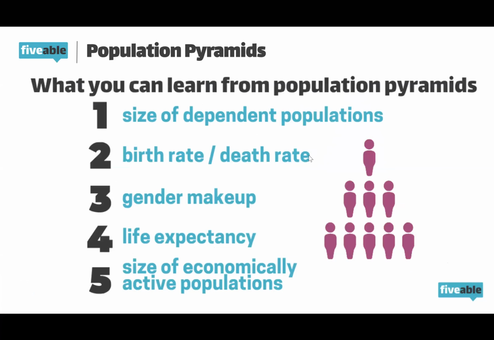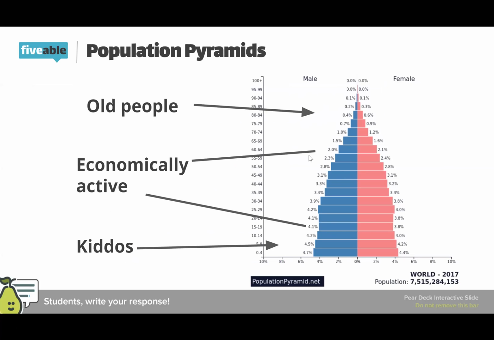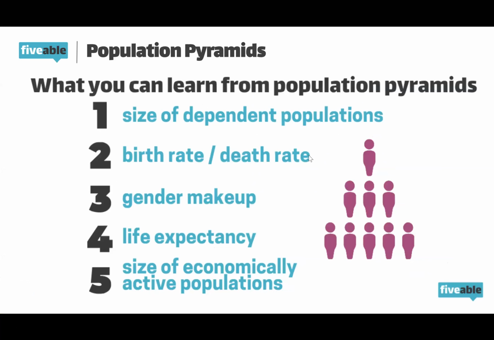So we can also see the gender makeup. How much is men and how much is women? This country looks like half and half. And actually, this isn't a country. This is the world in 2017 with a population of 7.5 billion people. That's a lot of people. To be honest, it looks like we have about half and half men and women, which is what you'd expect.